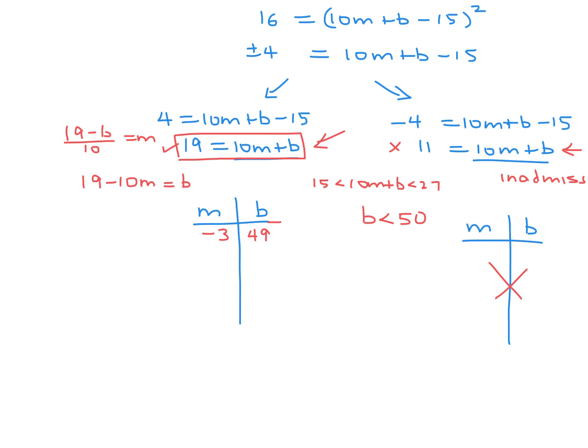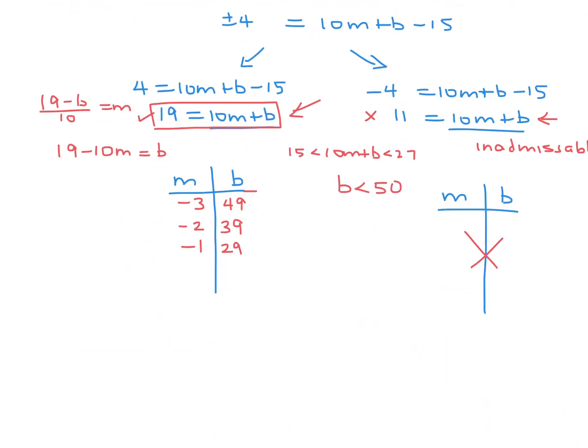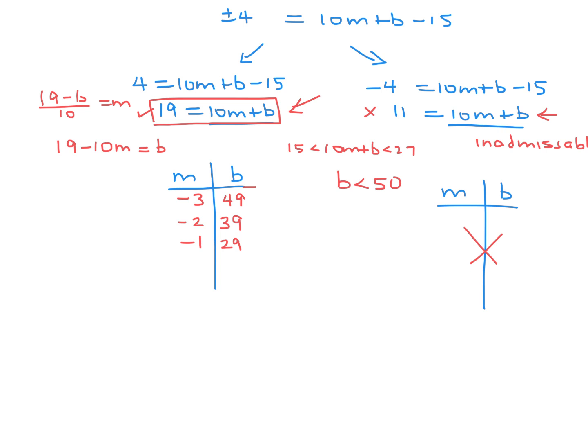So the next one would be minus 2, right? And minus 2 would give me 39, and then minus 1 would give me 29. Then, what are the parameters for m? Is there a parameter for m? Yeah, m is less than 0, so you can't choose 0. So those are the only 3 ordered pairs, and I think that's it. That pretty much completes the question.